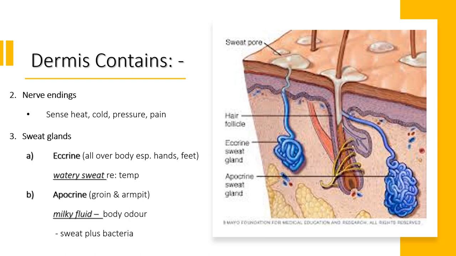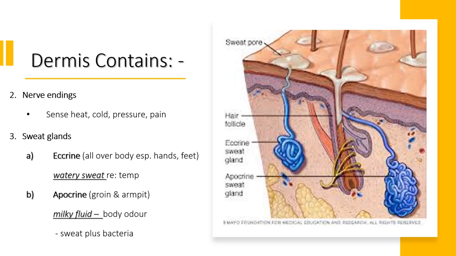The dermis produces cells, but it also has nerve endings in it, and it's the nerve endings that sense heat, cold, pressure, and pain through the skin. The sweat glands are also found in the dermis, and these are divided into two types: eccrine sweat glands and apocrine sweat glands. The eccrine sweat glands are all over the body, but especially in the hands and the feet. When we get hot in response to temperature, we produce a watery sweat through the hands and feet.